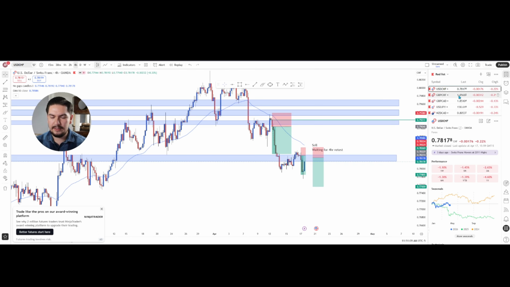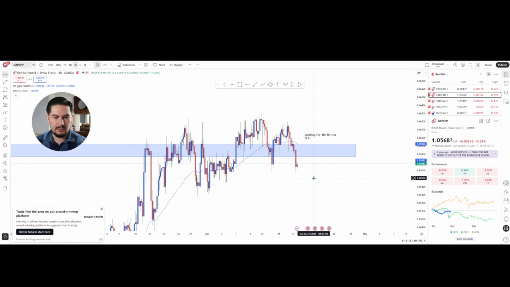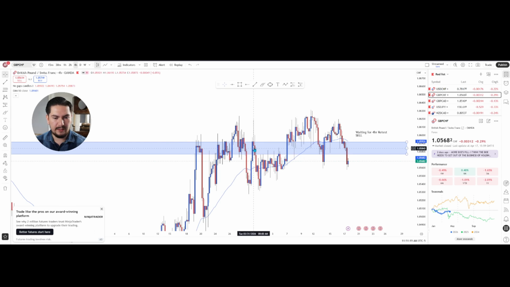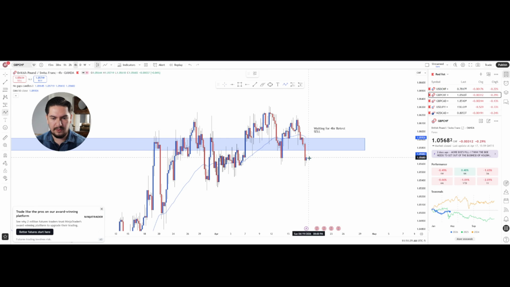The next one is GBP CHF. This one is similar to USD CHF, where I'm waiting for a 4-hour retest of this area right here. As we can see, price has been in this area and has sold from this multiple times. So I'm just waiting for price to make it here, give me a rejection, and then look for an entry signal to enter to sell to the downside.